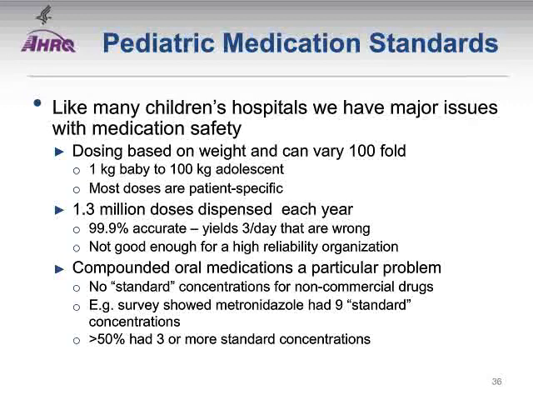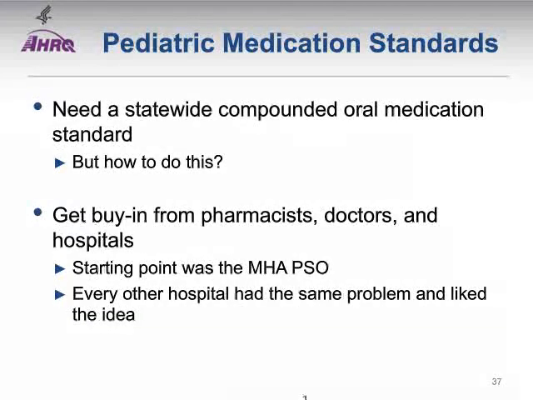We found one particular group of medications which was a problem for us was compounded oral medications. These are drugs that do not come as a solution that you could administer to a child in a commercially available preparation. So there was no real standard concentration. Every pharmacy would mix it up differently. They would grind up the pills and put them into some type of a solution. We did a statewide survey that showed that of about 200 medications listed, over 50% of them had 3 or more standard concentrations. And one drug that I use as a gastroenterologist, metronidazole, had 9 standard concentrations.